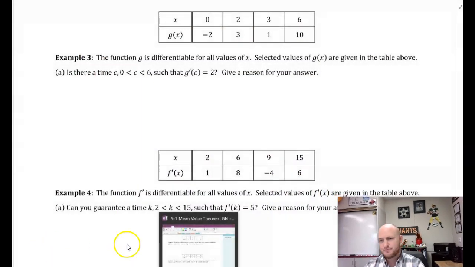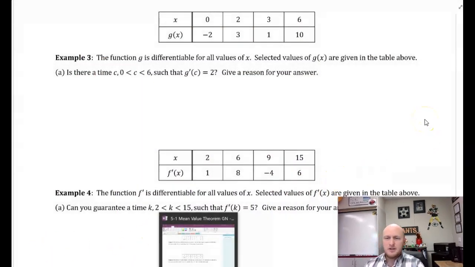This is 5-1 part B, and we're talking the mean value theorem. In this video, we're going to apply the MVT to problems from the AP exam. We'll also look back and utilize the IVT in this lesson as well, and help differentiate between when you apply those two.